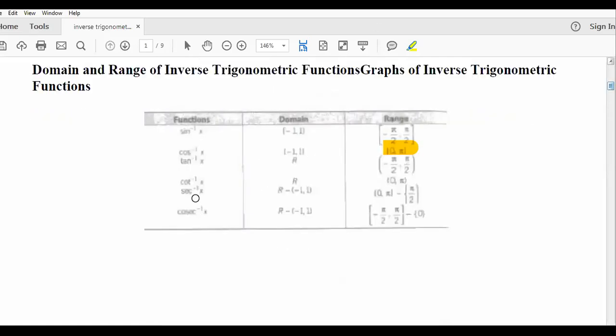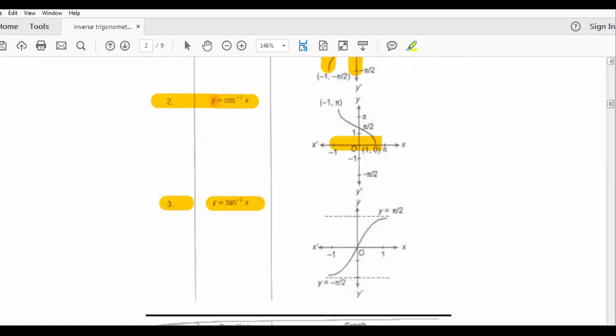Yesterday we discussed that in the case of tangent inverse x, the domain is all real numbers and the range is minus pi by 2 to pi by 2. Remember this. So domain is all real numbers, and range is minus pi by 2 to pi by 2. According to this, what is the graph of tangent inverse x? The domain is all the real numbers along the x-axis. Okay, so this is our domain.